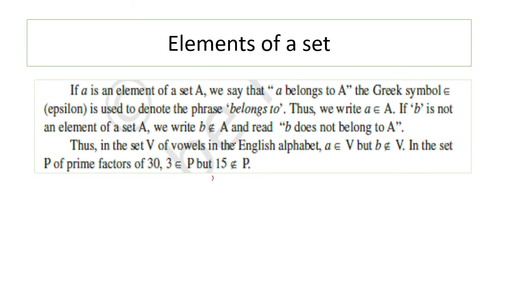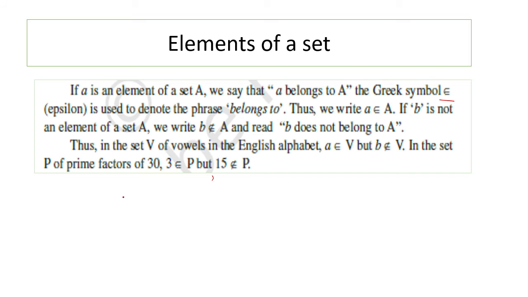Element of a set. What is an element of a set? If a is an element of a set A, we say that a belongs to A. The Greek letter epsilon is used to denote the phrase 'belongs to'. Thus, we can write a belongs to A. If b is not an element of the set, we write b does not belong to A; you just have to cut the symbol. Read it as b does not belong to A. Thus, in the set B of vowels in the alphabet, a belongs to B, but b does not belong to B. In the set P of prime factors of 33, 3 belongs to P, but 15 does not belong to P.